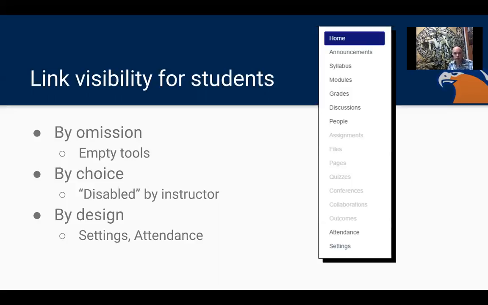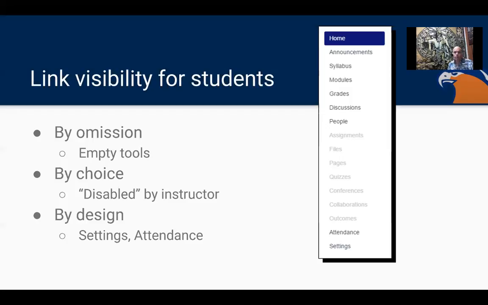Again, by omission, so if a tool is empty, students won't be able to see it. By choice, if we choose to hide the link, students won't be able to see it. And then finally, by design, some tools are designed not to be visible.